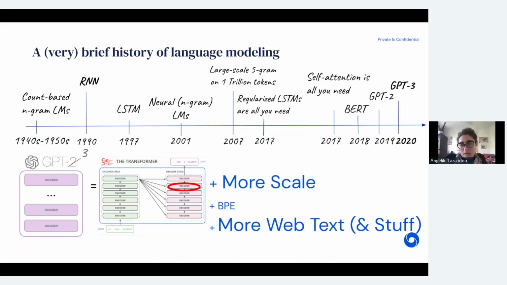Finally, this brings us to GPT-3, which is a bit like GPT-2, but everything is now bigger. GPT-3 has more scale, and it was trained on even more text than GPT-2, plus other stuff. I'm not going to refer a lot to GPT-3, but Elena will give a very nice overview of what GPT-3 is and the key elements that make it such a ubiquitous model.